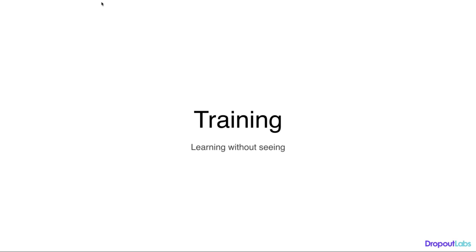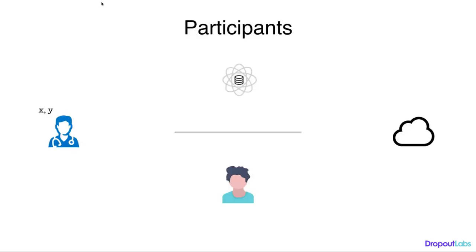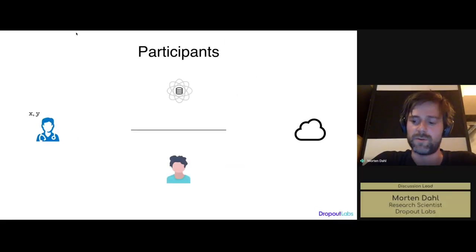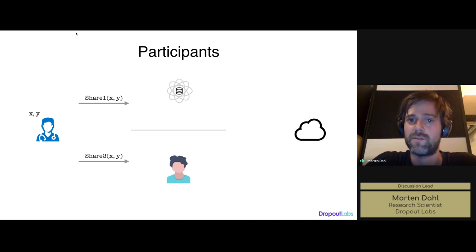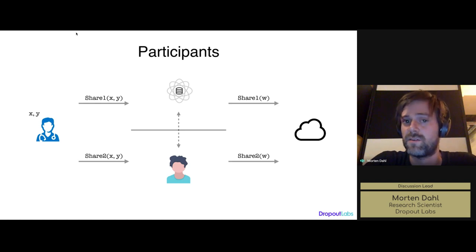Okay, we can also look at training. And here, let's say we have an expert or someone with a sensitive data set that we want to train on. He can now provide shares of his training data and send it to the model owner, which is now the one that wants to do the training, and again, this helper. They are going to train a model together, and then they can send shares of the resulting weights to the prediction service to be used for predictions.